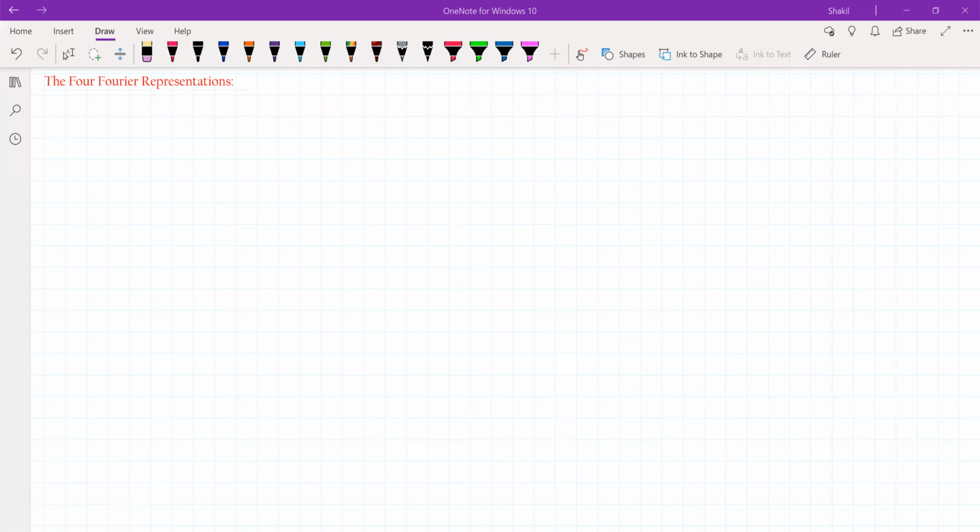Welcome. In this session, we'll learn the different Fourier representations. So let's start. In the previous session, we learned the fundamental concept of Fourier analysis and why we are using sinusoids.